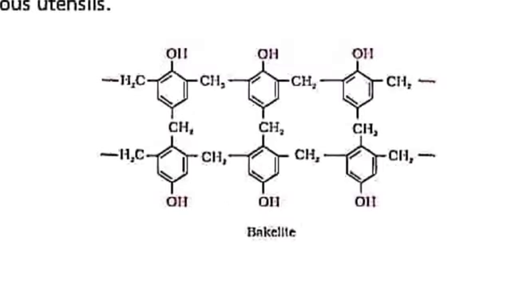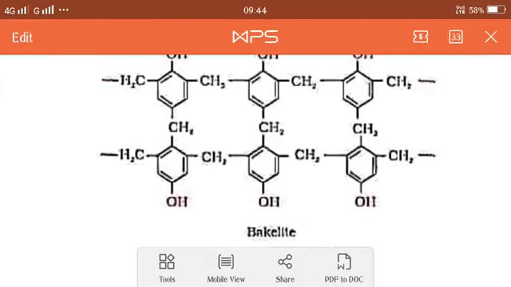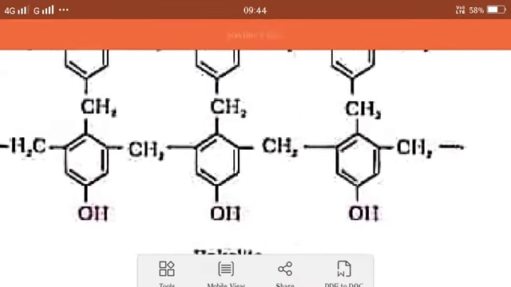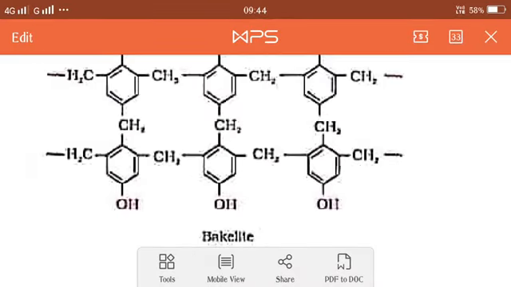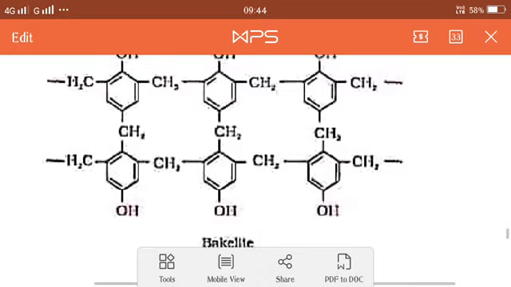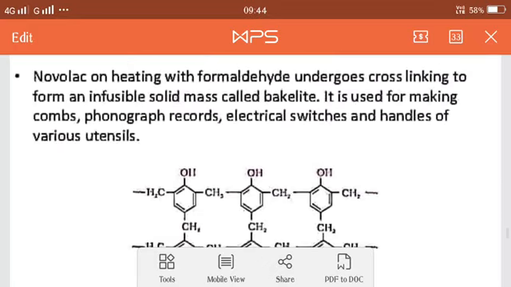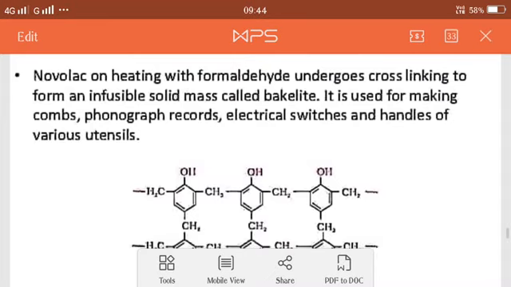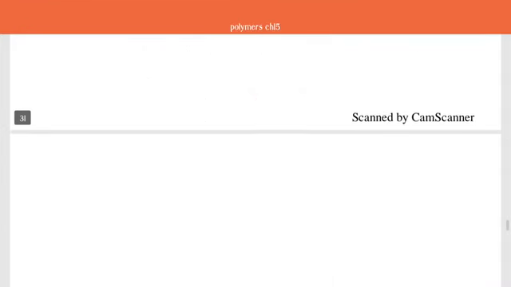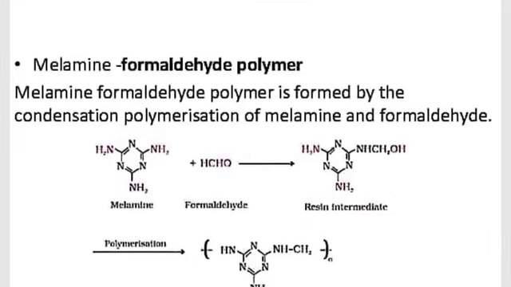You can see a linear chain, again a linear chain, and this is the branch or the cross-link that is being formed. So many chains are connected together and there are cross-links, a number of bonds which connect the chains. So it's called cross-link. It is used for making comb, phonograph records, electrical switches, handles of various utensils, etc. Bakelite. Next is melamine formaldehyde polymer.